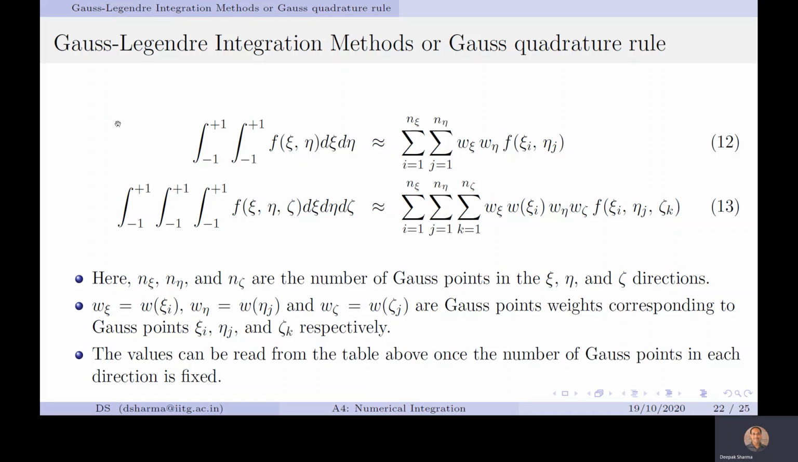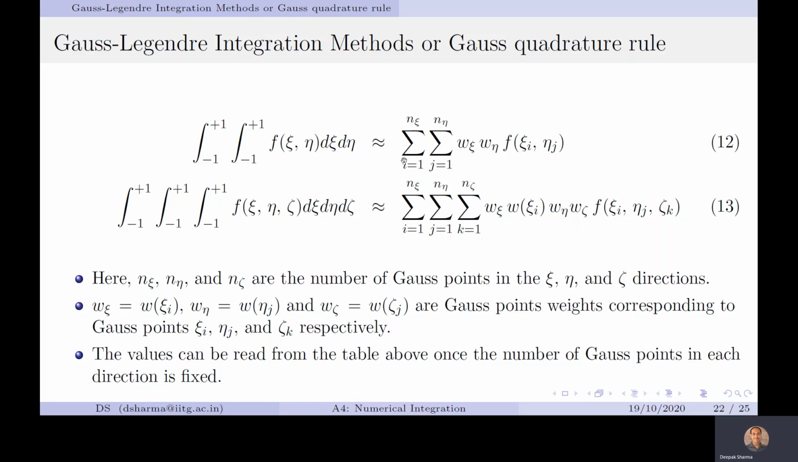Now in this Gauss quadrature rule, suppose we have this double integral. In this double integral, as you can see, the limit is from -1 to +1, and the function is equivalent to 2 summations over the number of zeta and number of eta points, the weights, and the function values. Similarly, the triple integral can be converted into 3 summations. As we remember, when we make a code, these summations will be converted into for loops.